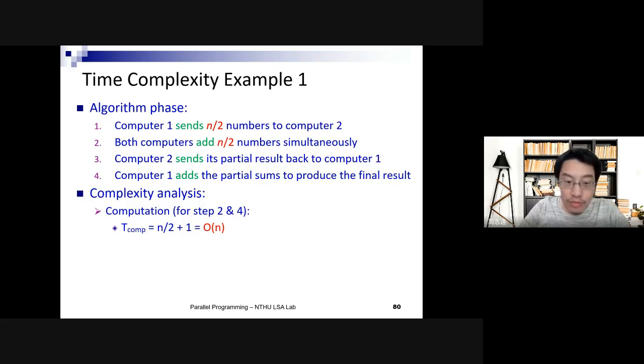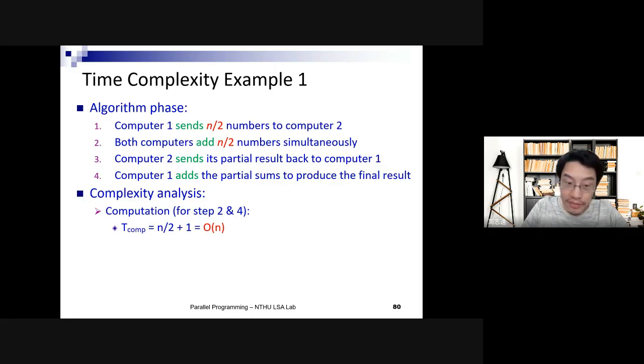So let's see how it can be analyzed. First of all, as we mentioned, we will analyze the computation and communication separately. So usually the first thing is we will check which operations are computations and which operations are communications. And let's say we analyze the computation first, and that is steps 2 and 4, right? Those are the two steps that involve computing, not sending and receiving messages. Okay, and you all know this complexity is just O(n), right?